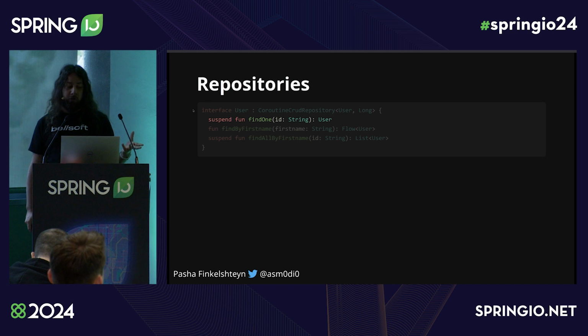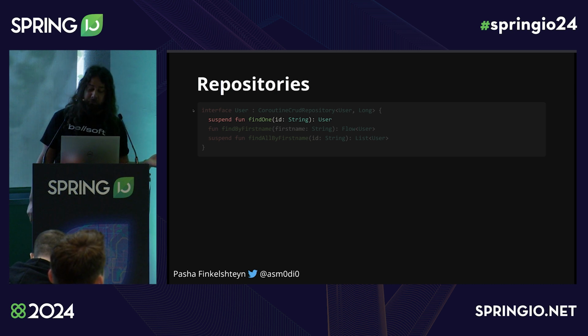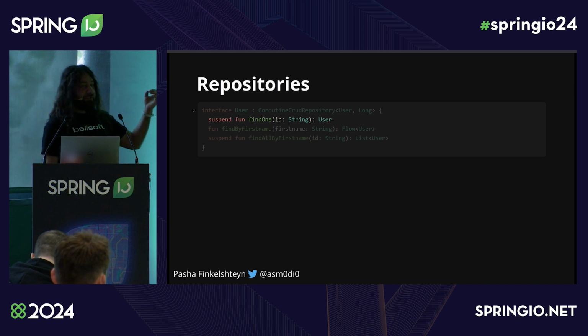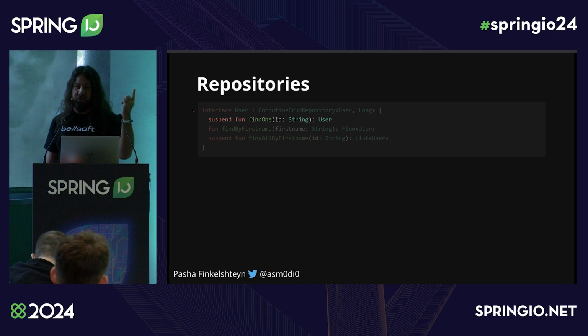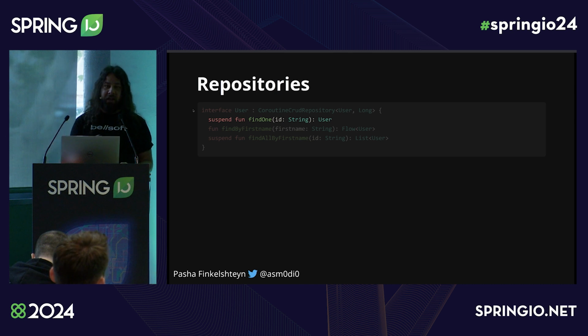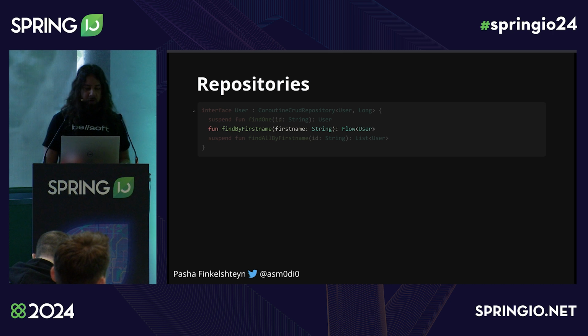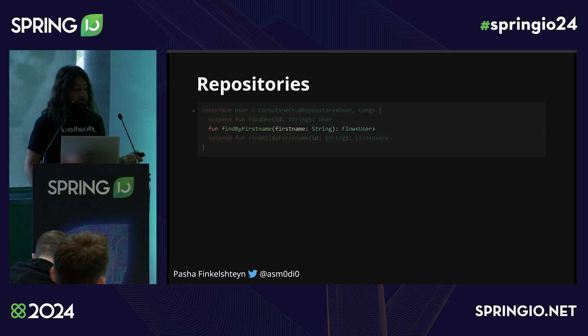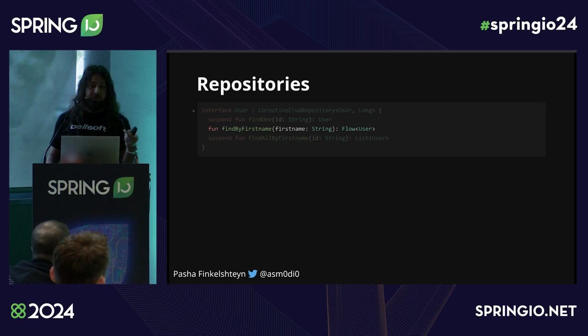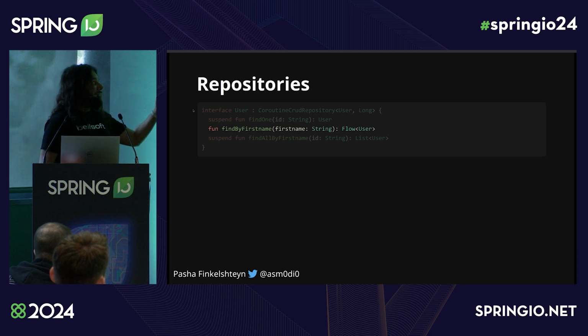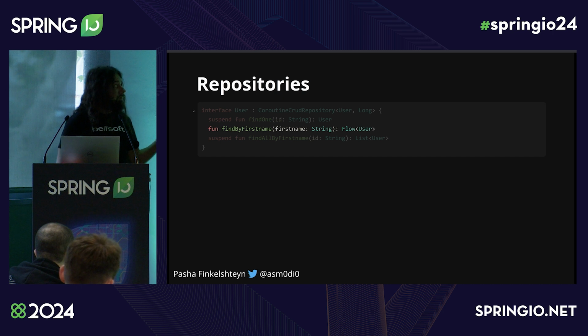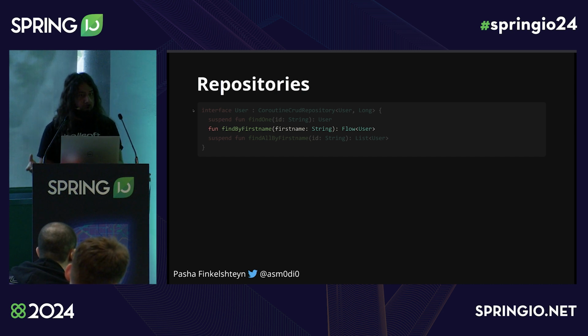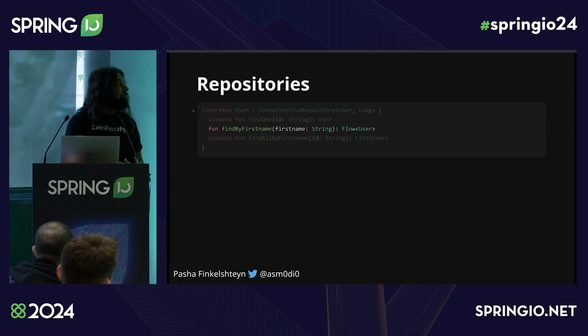For example, find one. It will just return a user, but it's a suspend function. We don't have to write any magic for it to work. It will just work. Or find by first name. There can be multiple users with the same first name, obviously. And it will return a flow of users. And we can call it only from coroutine context, because, well, flow is also an asynchronous thing.